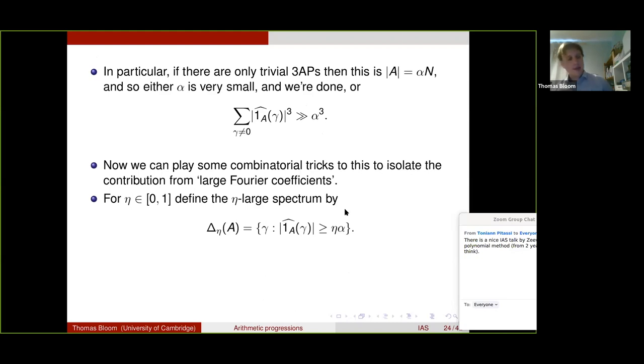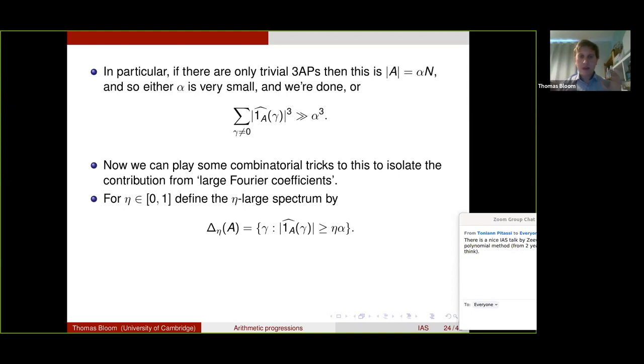Okay, so what do we do next? There are a number of ways you can proceed. I think the most elegant way is to apply dyadic pigeonholing to this. So we have a sum over all non-trivial characters, and for purposes of what comes next, the cleanest thing to do is to pigeonhole this into dyadic ranges of how large these Fourier coefficients actually are, and then just select the range that contributes the most mass to this cubic sum.